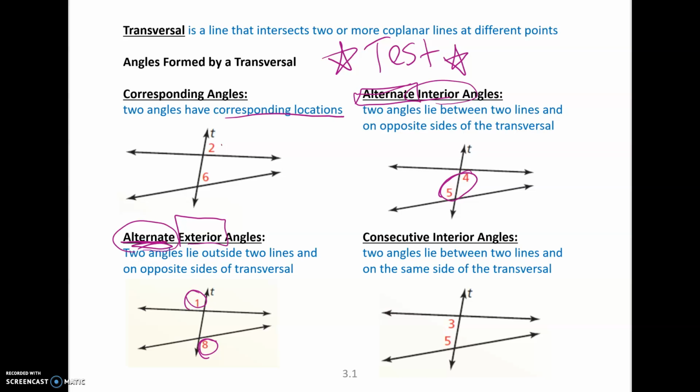The last type of angles is my consecutive interior. This means two angles lie between, so interior again, remember between, but on the same side of the transversal. So they're both inside those two lines, but they're on the same side of my transversal.